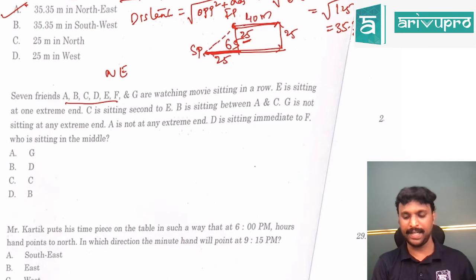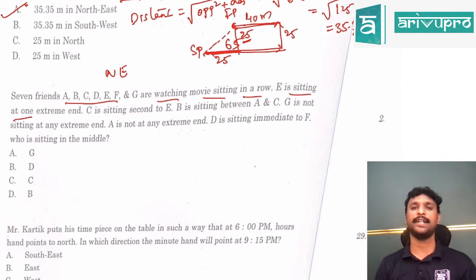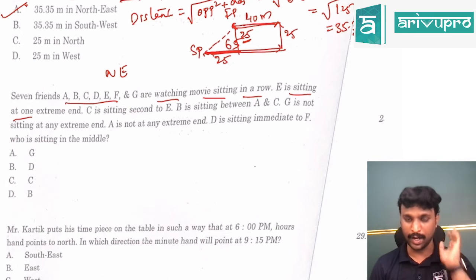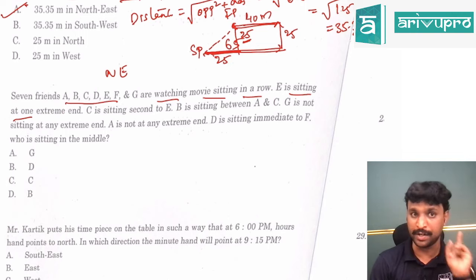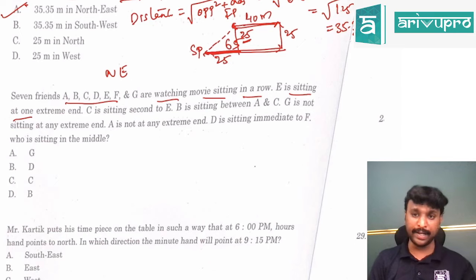7 members A, B, C, D, E, F, G are watching a movie sitting in a row. Guys, if they don't specify in what direction they are sitting, you can assume north. All of them are facing north. E is sitting at one of the extreme ends. Which extreme? Is it a sure one, guys? I said for seating arrangement problems, you have to pick a sure one and solve the question, right? So is it a sure one? E is sitting at one of the extreme ends, could be at the left extreme or could be at the right extreme. We are not sure about it.